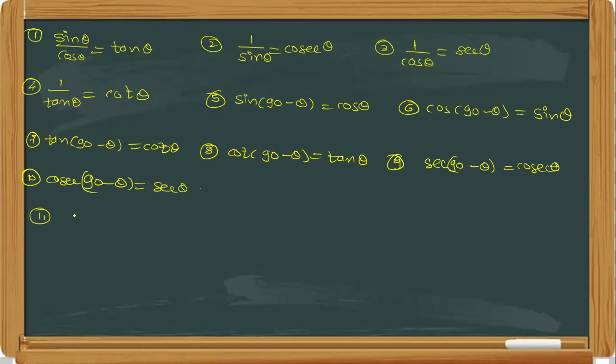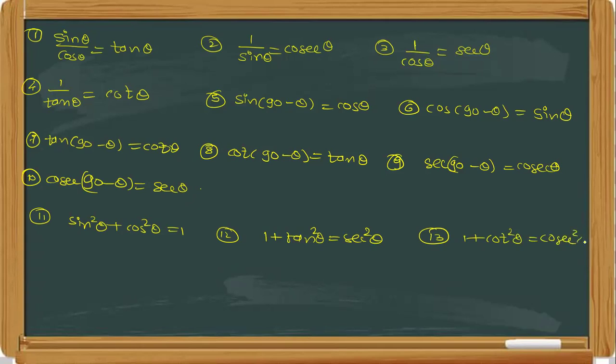Then there were three important fundamental trigonometric identities. Sine square theta plus cos square theta is equal to 1. 1 plus tan square theta is equal to sec square theta, and 1 plus cot square theta is equal to cosec square theta. This was what we had learned in last class, right? These are the things that you must know. Unless you know these things, you can't understand the topics that are coming in the next level.